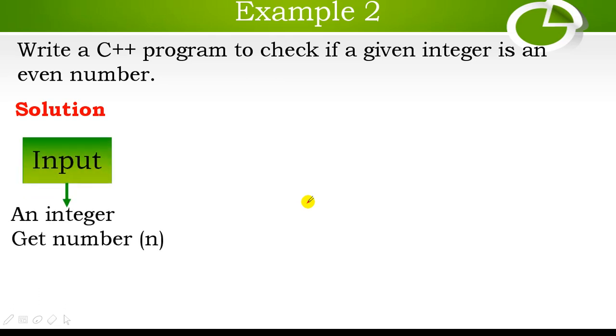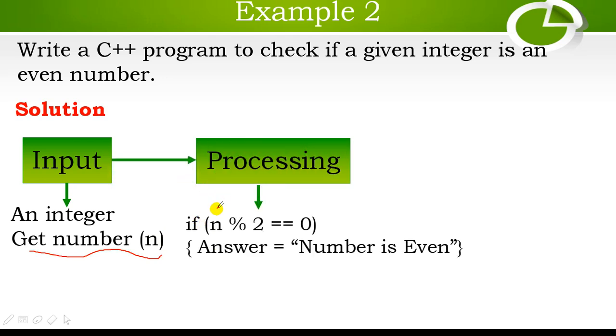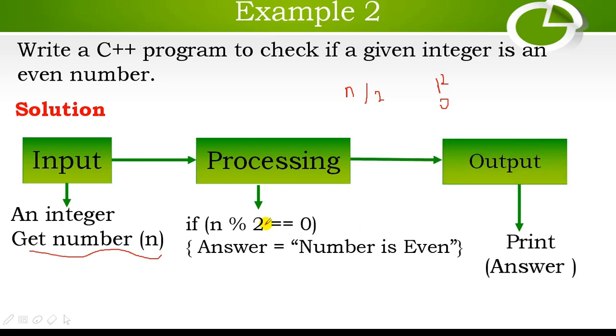So what will be the input? The input here will be to get what? The number. So the integer number, and we get the number. So when we get the number, what do we do? We process it. And what is the processing? If n modulo 2 equals 0, meaning that if you divide n by 2 and the remainder of it is equal to what? 0, the remainder is the same as 0, then n is an even number, because even numbers are numbers that are divisible by 2. Then we have what? The output.